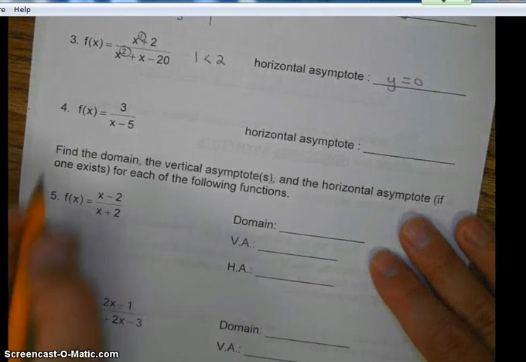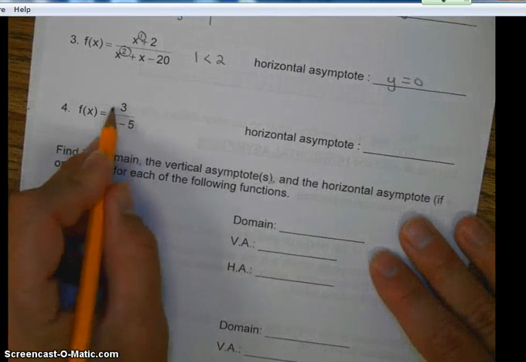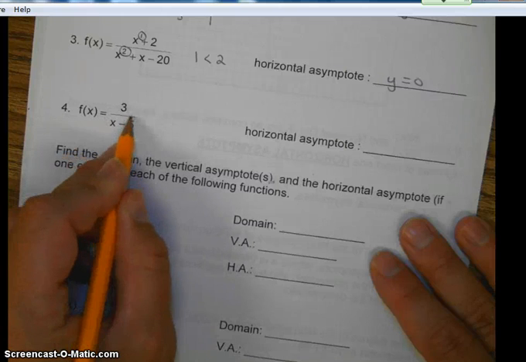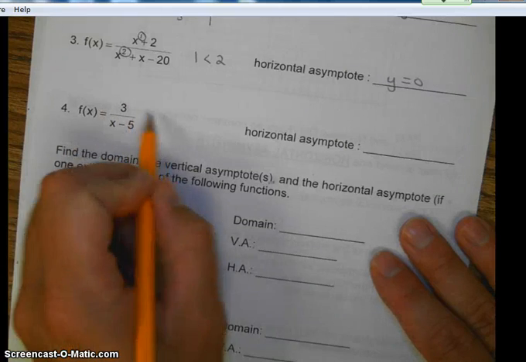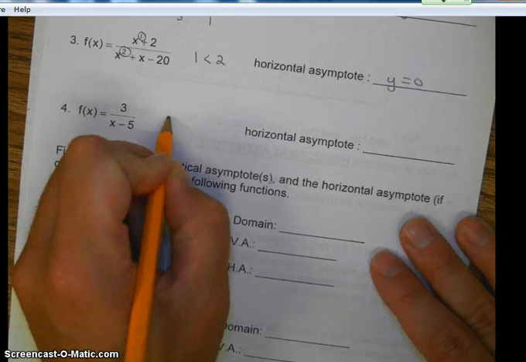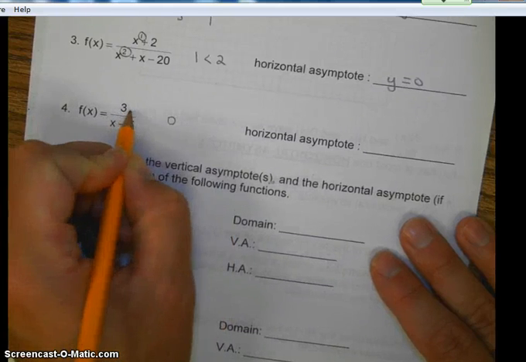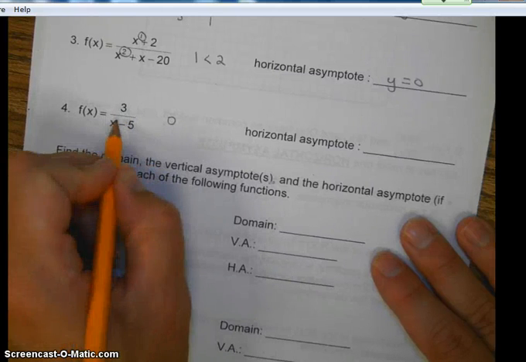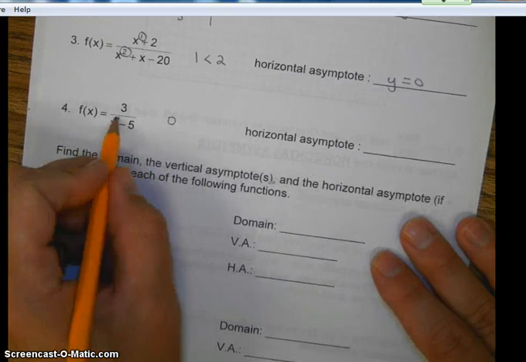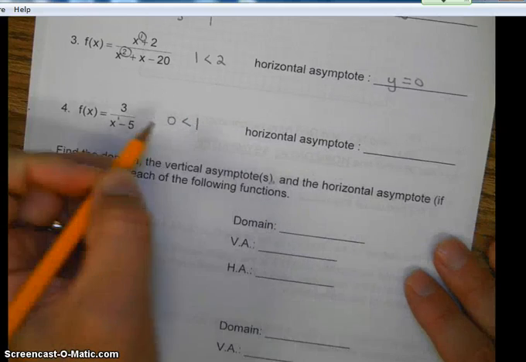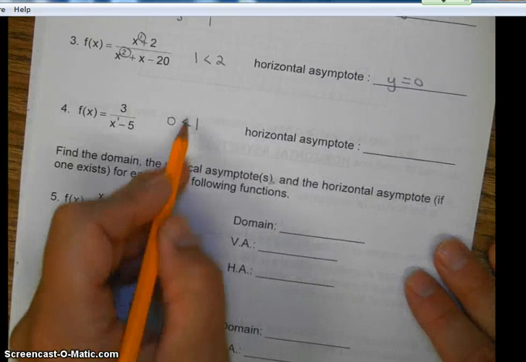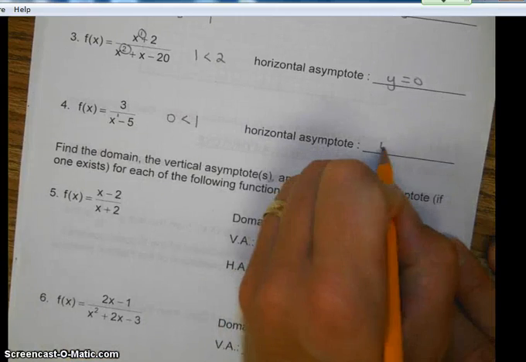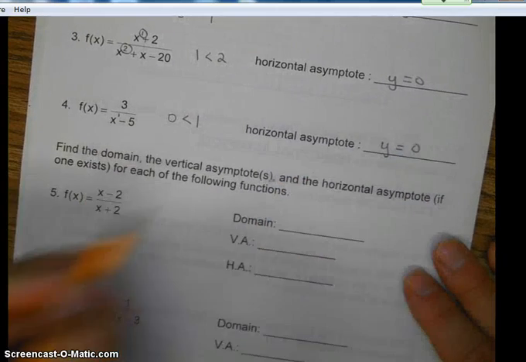All right, let's look at number 4. Okay, so since the variable is missing in the numerator, we're going to use 0 for the degree of the numerator function. And then the degree of the denominator is going to be 1. So 0 is less than 1. So we're looking at less than. We just had a less than, so it's going to be y equals 0.